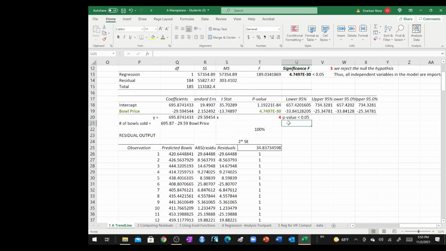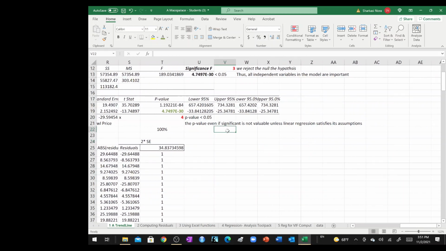However, I do not like to interpret the coefficient before I go over the main assumptions of linear regression, because these coefficients and p-values mean nothing if the model did not meet its assumptions. So right here, the p-value, even if significant, is not valuable unless linear regression satisfies its assumptions. So linear regression has multiple assumptions, and they are as follows.